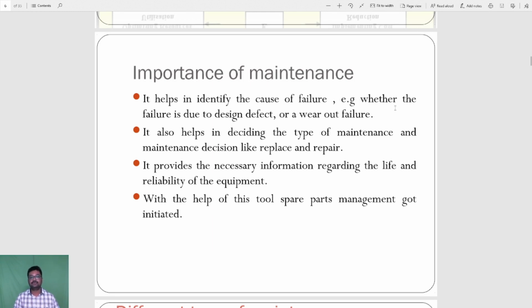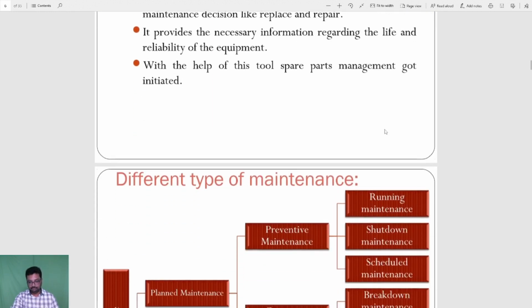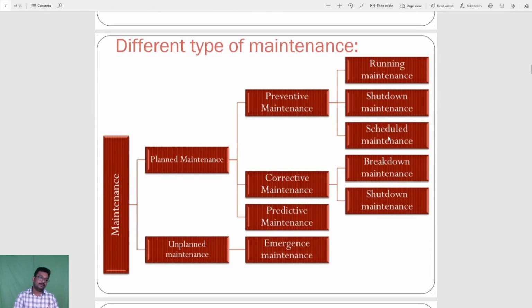So it easily helps to find the fault sites, and it also helps to take the maintenance decision on whether we need to repair or replace. It depends upon the loss of material of the part. Then it also provides the life and reliability of the equipment, and it helps to manage the spare parts, what material will be available. Then this is very important.